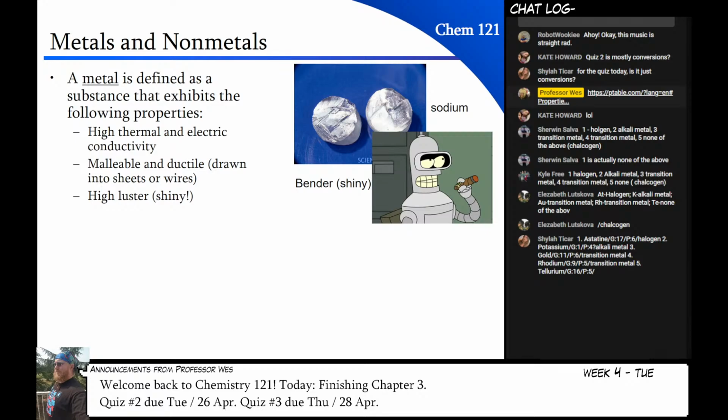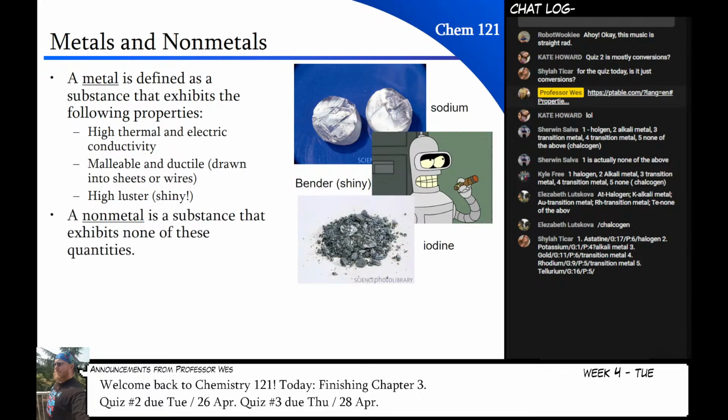Now, if you are a non-metal, you have none of these properties. For instance, iodine does not conduct electricity, nor does it conduct heat well. You cannot hammer it into a sheet or a wire, and it is not shiny. Instead, it is purple. It is the most purple. But that's what it has going for it. It doesn't have any of the things that metals have. It just has purple. So those are nonmetals. All nonmetals are like that.